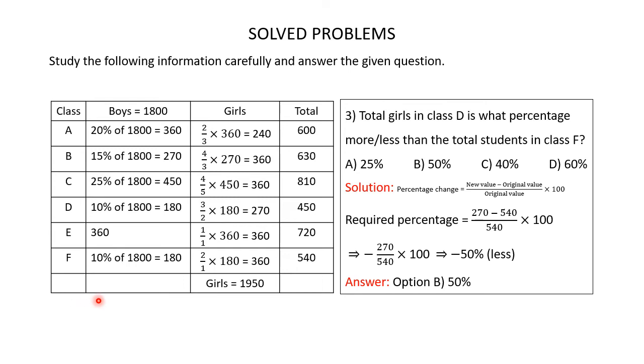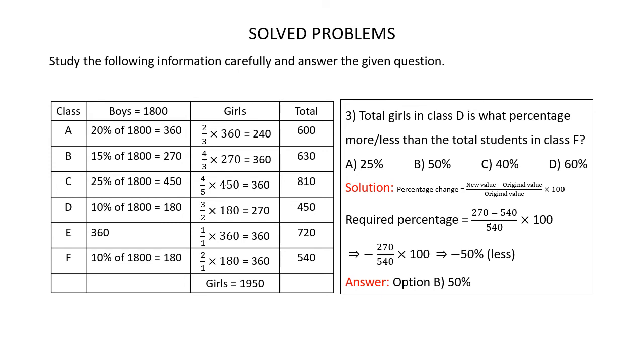Based on the information given in this common interpretation table, let's answer the given question. Total girls in class D is what percentage more or less than the total students in class F? You're given four options here and you have to find out which of these options is the correct one. So here you have to find percentage more or less, which means percentage change.